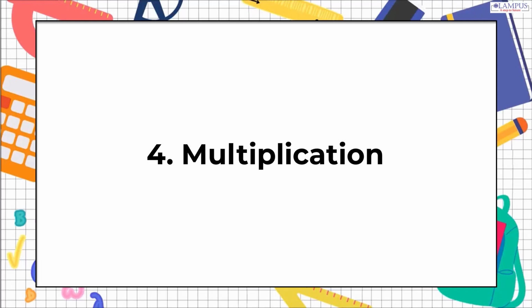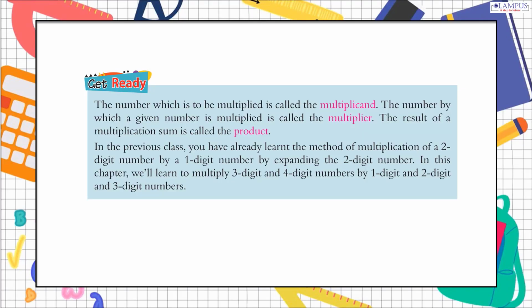Chapter 4. Multiplication. Get ready. The number which is to be multiplied is called the multiplicand. The number by which a given number is multiplied is called the multiplier. The result of a multiplication sum is called the product.